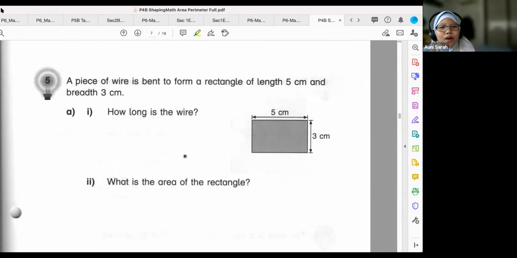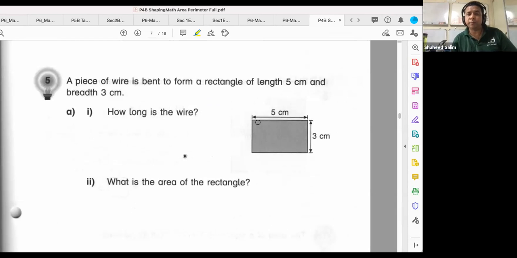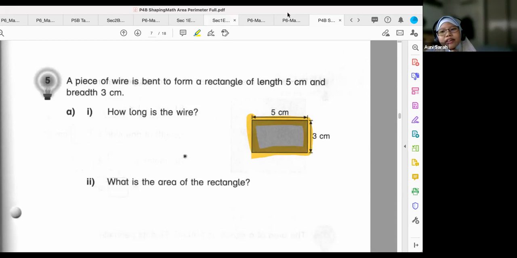What do they mean by how long is the wire? So this wire is down here. They bend the wire until it becomes like that. I'm going to bend the wire. Can you see now? Then, can you see? Yep. Then now can you see now?